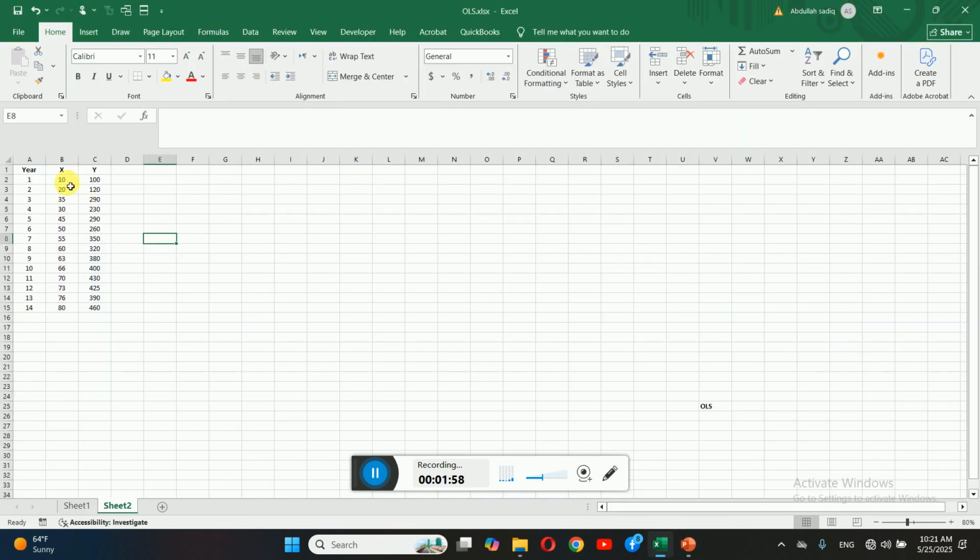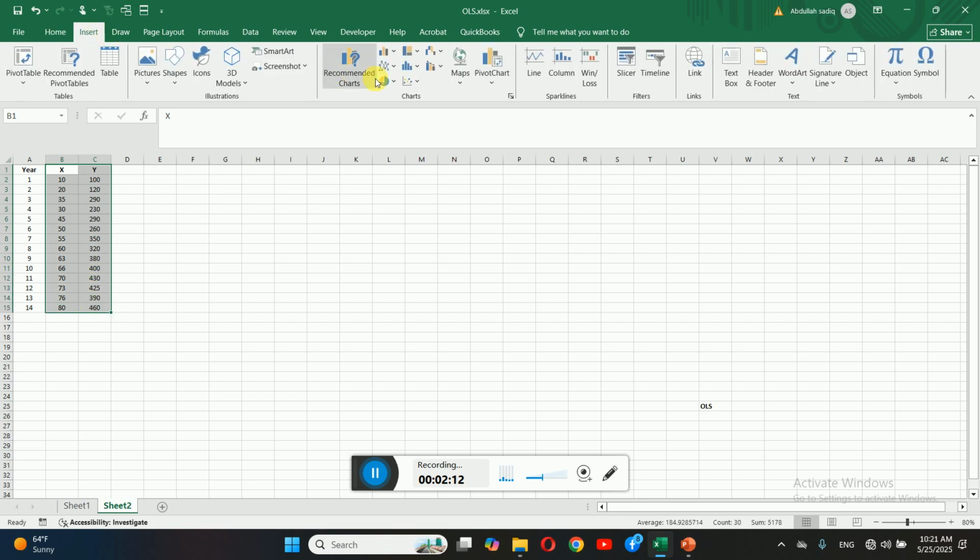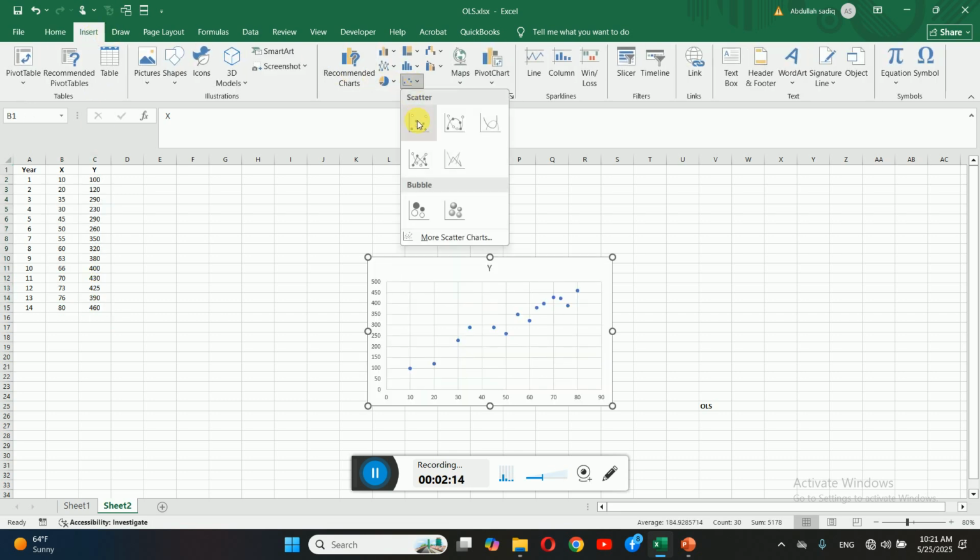We have two variables. One is the independent variable, which is x, and the other is the dependent variable, y. If you want to see the relationship using regression analysis, simply select both of these variables, go into Insert and click on the chart. Here we are using the scatter plot.